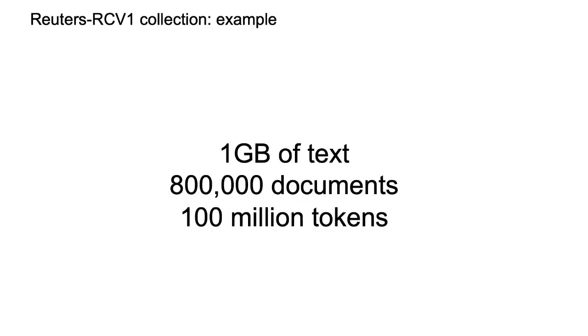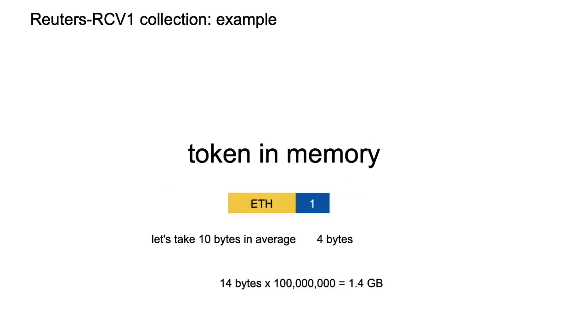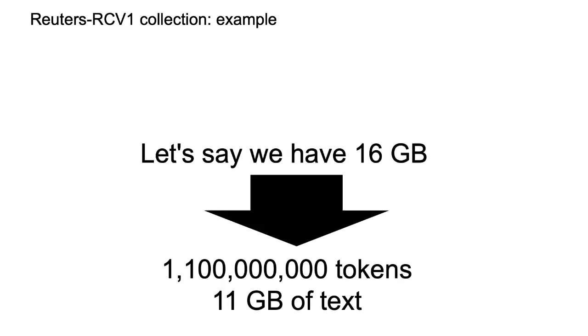Note that this is more than the actual text. The text was 1 gigabyte, and when you parse it to the pairs, you actually need more space in memory than the original collection, right? This is not unusual that you have this sort of situation. Okay.